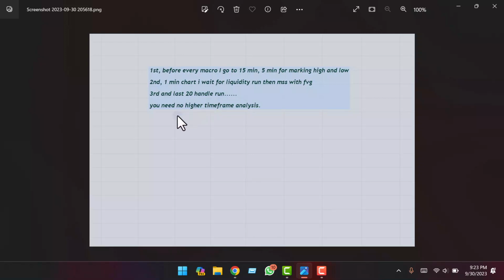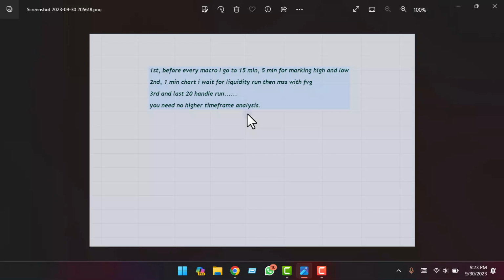For the macro, you don't need high time frame analysis. That means if you already have a lot of information or knowledge about the market, you have to forget everything when you are inside the macro. There's something which I don't want to talk about because it's very complicated.